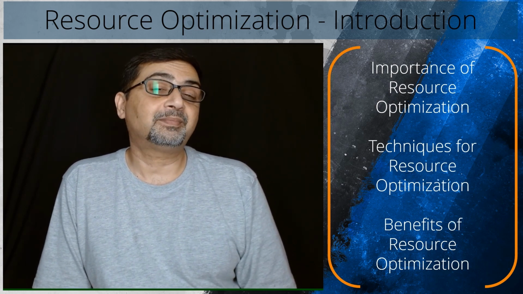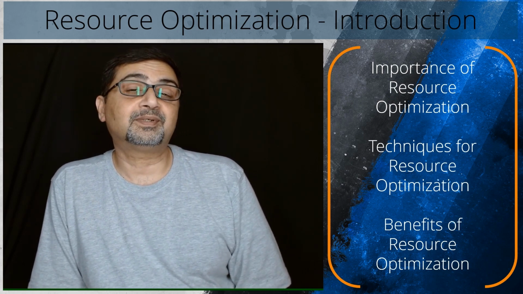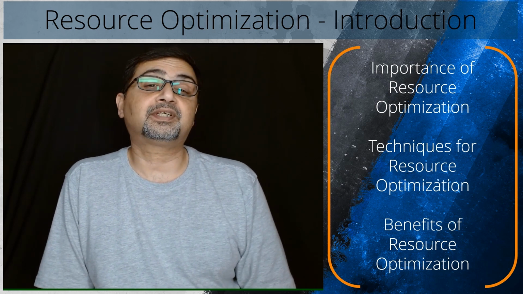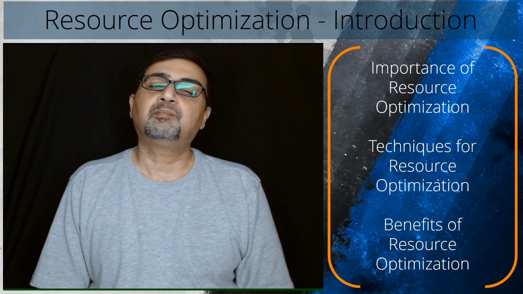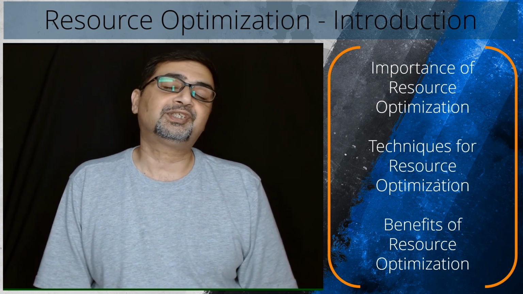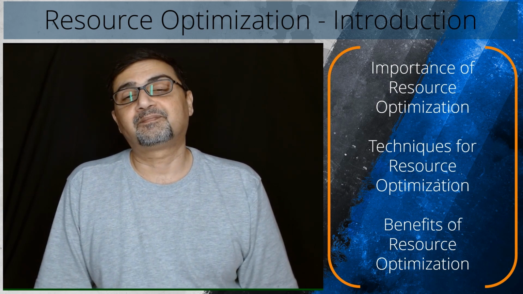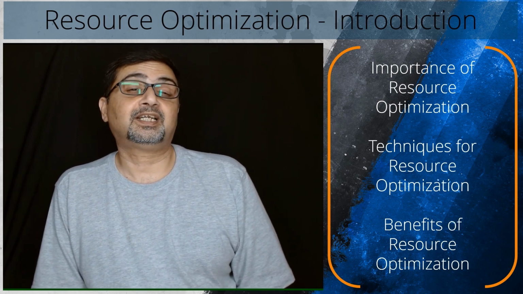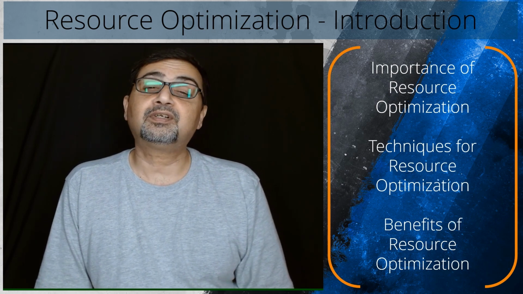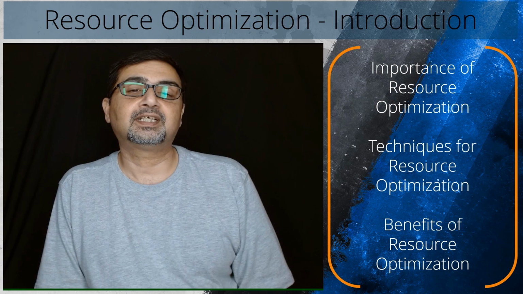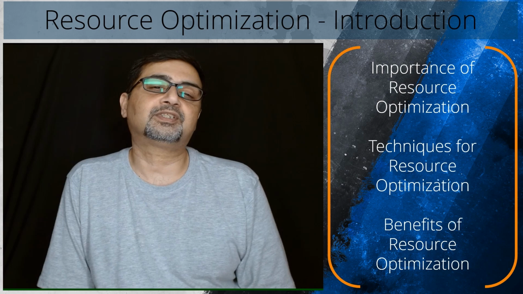Enhanced project performance. Optimizing resources contributes to improved project performance. By identifying and focusing on critical activities, project teams can allocate resources effectively, reducing project duration and achieving project goals within allocated budgets. Better risk management. Effective resource optimization allows for better risk management. By identifying potential resource bottlenecks or constraints, project managers can proactively mitigate risks, make contingency plans, and ensure project success.